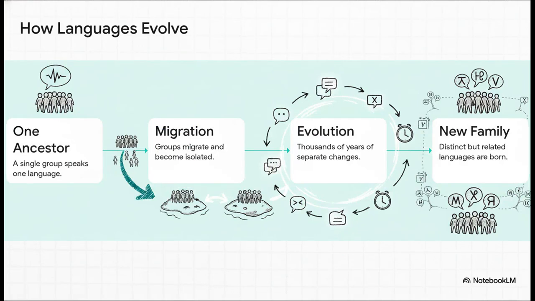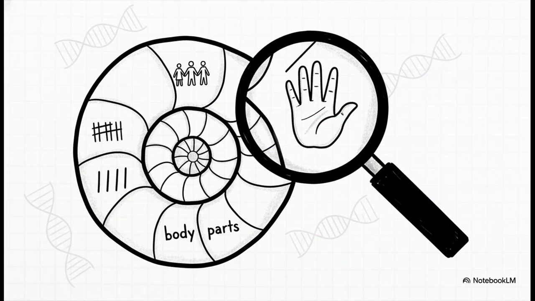So you might be wondering, how does one grandmother language turn into dozens of different languages? Well, it's a story as old as humanity. It's all about migration. Picture this. You've got one group, all speaking the same language. Then, for whatever reason, some people pack up and move away. They get isolated, and over thousands of years, their way of speaking starts to change. Sounds shift, new words pop up, grammar gets tweaked, until eventually you have brand new languages. But they still carry this faint little echo of where they came from. And that echo, that's the evidence.